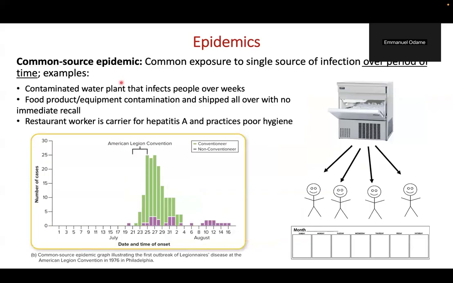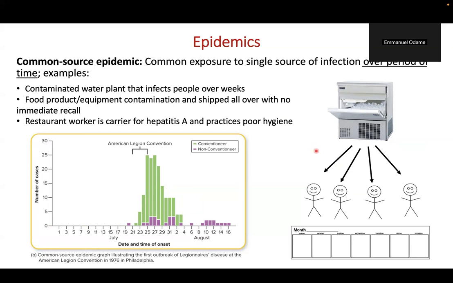Then we have the common source epidemic. Basically, it's just common exposure to a single source of infection over a period of time. Let's say the ice machine in the lab, someone smears E. coli on it, and as time goes on, I touch it, you touch it, your colleague touches it, we all keep touching it throughout the whole month. By the end of the month, we all have E. coli infection. We all got it from the same common source, but not at the same time.